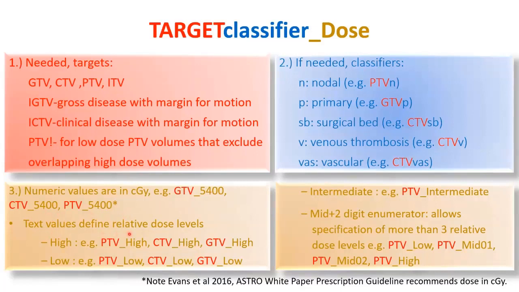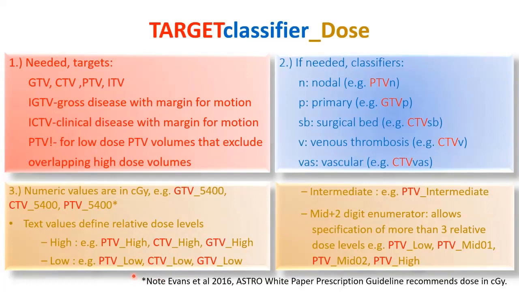Text values define relative dose levels. And this is the preferred way that you use PTV underscore high. This you are talking about the high dose that you will be giving, medium dose and lower dose.